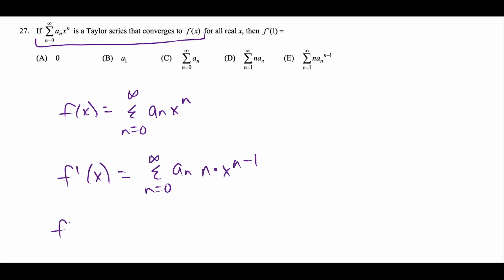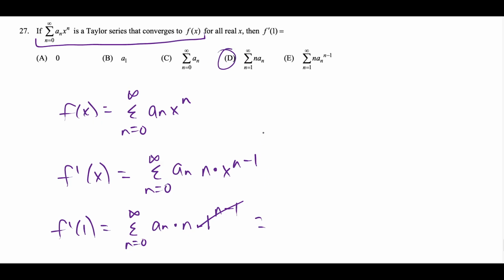And now we want to find f prime of 1 specifically. So we're going to plug in x equals 1. So we have the series from n equals 0 to infinity of a sub n times 1 to the n minus 1. But this piece is just going to be equal to 1. And when we look to the answer choices, it seems like our answer choice is not going to be there, that we have n times a sub n, but the n equals 0 doesn't match the n equals 1.